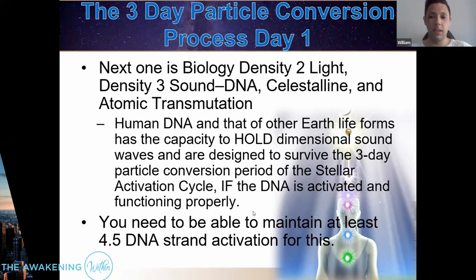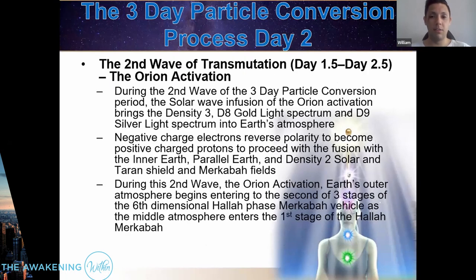So you need to be able to maintain at least a 4.5 DNA strand activation for this. You need at least that. So that's the first day. And then the second day, or the other word is the wave. The second wave of transmutation, day 1.5 to day 2.5, is the Orion activation. So the activation from another planet.